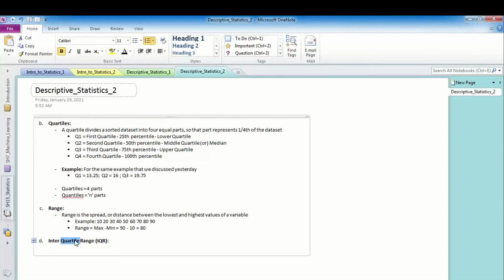So guys, what are the two quartiles which are lying around the center? Q1 and Q2. The Q1 is the middlemost value, right? I said around the center.